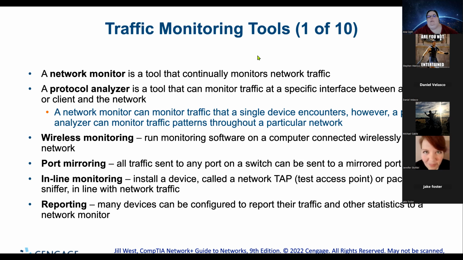Are we awake? Protocol analyzers, why are they important? Anyone? To see where something's going wrong. Thank you. Yes. It's just like a large network version of looking for patterns of things that you can trace down problems with.